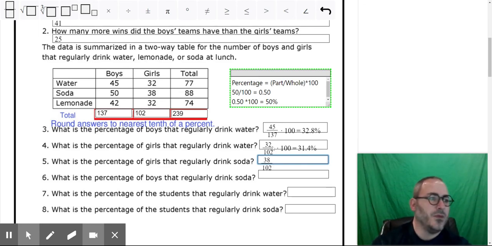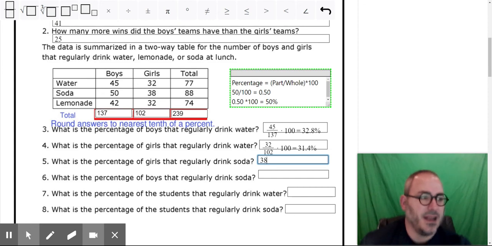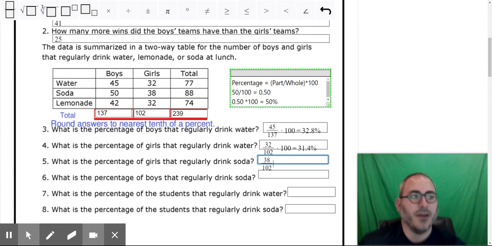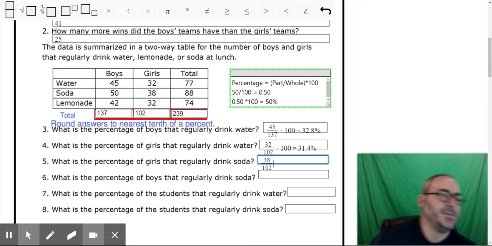Oh, just so you know, when I did this little fraction, I had to press the right arrow to get over to the side there, in case you were having trouble with that. I didn't know how to do that. So I'll delete everything. I do 38, I do the divide slash, and then I do 102, and then I want to get off this, so I press the right arrow, and it does that, all right?